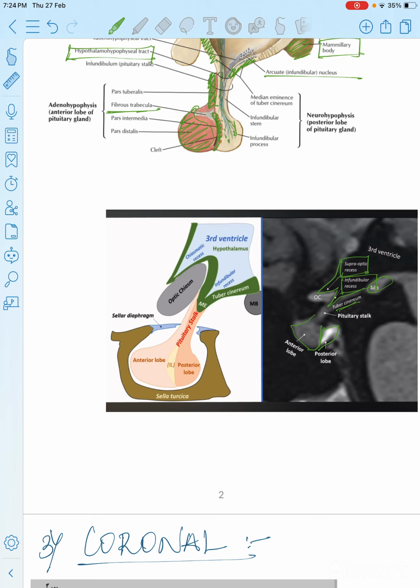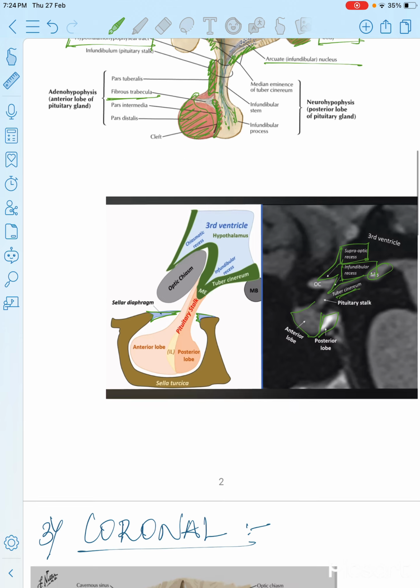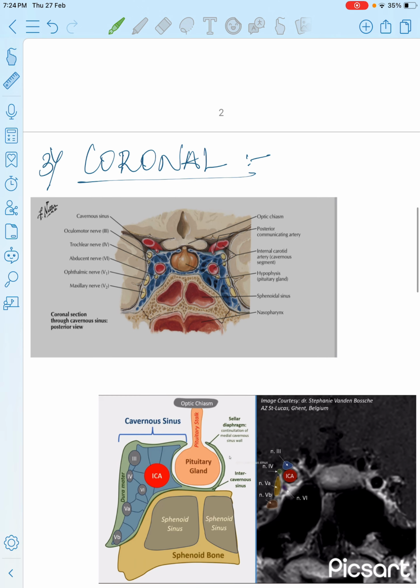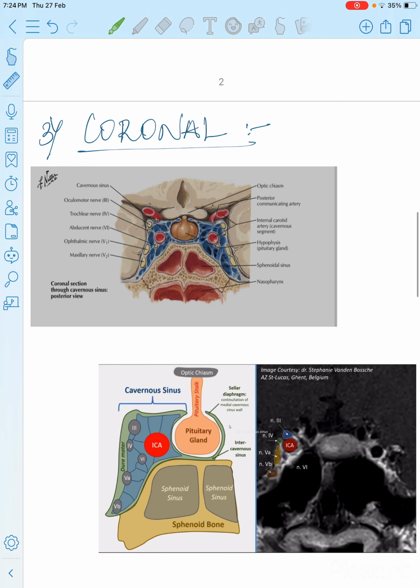Also remember that there is a part of cavernous sinus basically which acts as the cellular diaphragm. We'll be speaking about it much later. So in the coronal sections for the same, you need to remember that pituitary is located between the two cavernous sinuses, as seen here in the sella turcica.